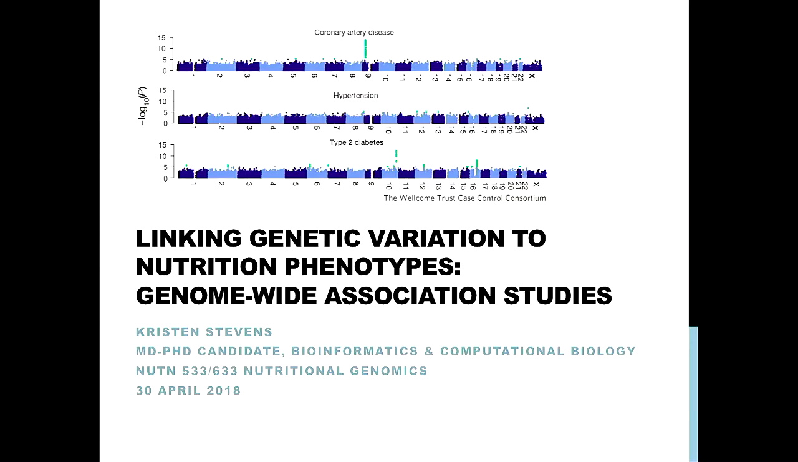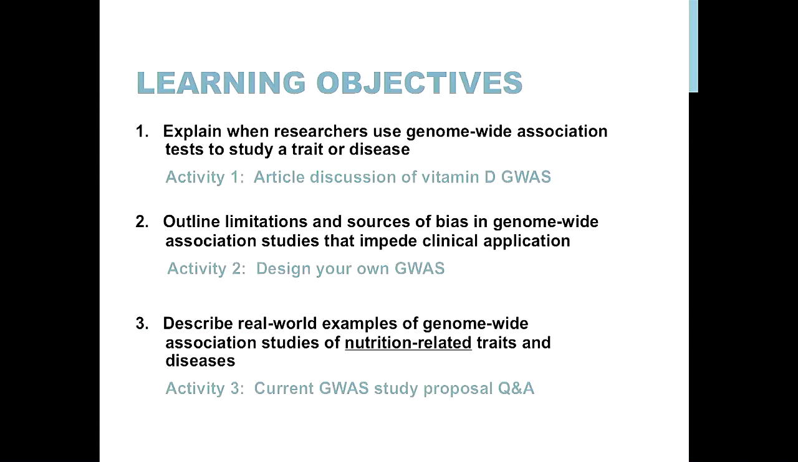So I'm actually going to spend a significant portion of this lecture just going over the mechanics of what a genome-wide association study does. Let me move to my next slide, which will tell you what we're going to do today. The first thing is I'm going to explain when researchers use genome-wide association tests to study a trait or disease. Then we're going to do a quick activity looking at the paper that hopefully a lot of you read, awesome, and answer the questions on Sakai.